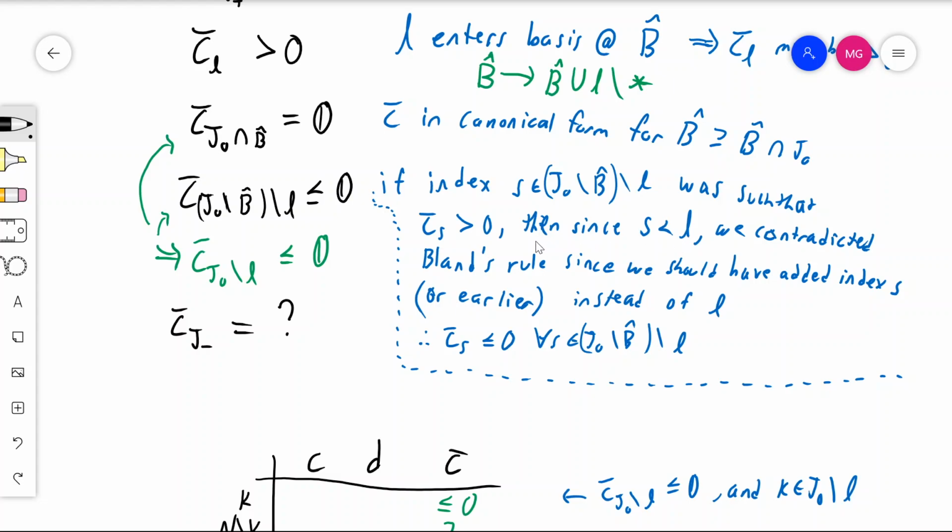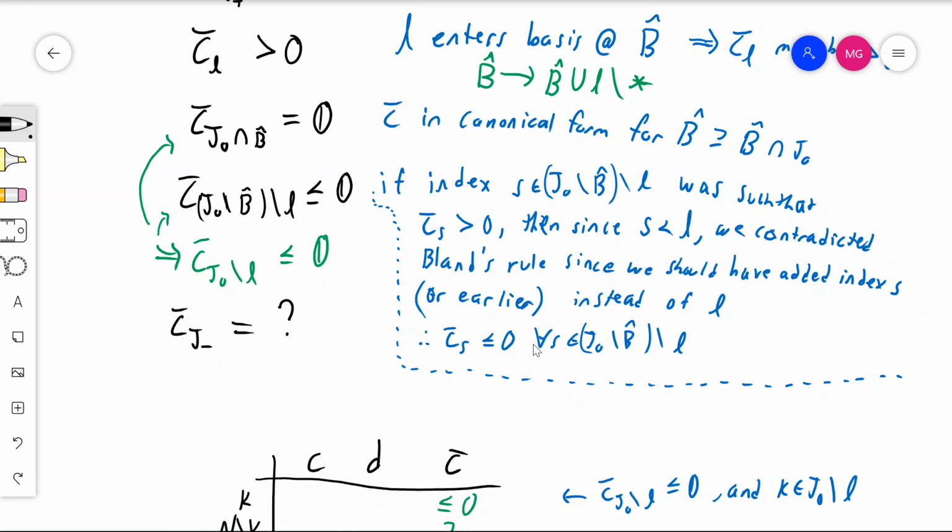Well then, S is fickle amongst other things. It's not part of the basis B hat. It's also not L, but it is fickle. And we said L is the biggest of all the fickle indices. So S had to be less than L then. But if C bar S were positive, that would have contradicted Bland's rule, because by convention of Bland's rule, we should have added index S or something even less. Anyways, something less than L, at least the index S, maybe something even earlier. But no way L was the right choice, because we had C bar coefficients that were positive for indices that were even less, and so Bland's rule would have picked one of those if they were positive.